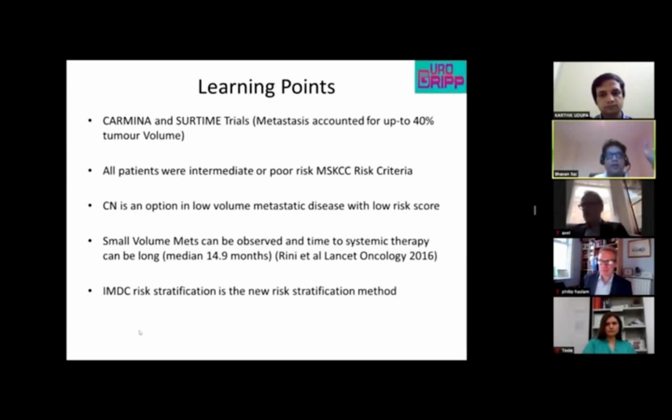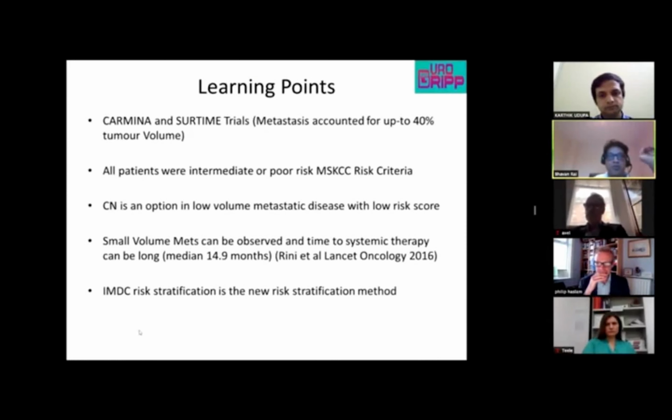So the learning points here are that in the CARMENA and CYTO-KIDNEY trials, the thing to remember is that the metastases accounted for up to 40% of tumor volume. All the patients were of intermediate or poor risk by MSKCC risk criteria. It is the IMDC criteria that we use today. And cytoreductive nephrectomy is still an option in patients with low volume metastatic disease with a low risk stratification score.